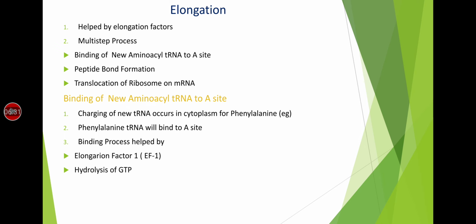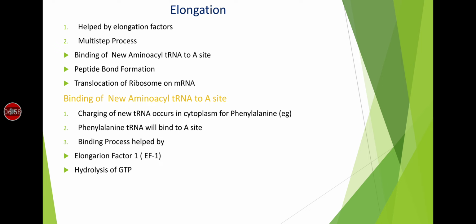Now moving on towards the elongation step. Elongation is helped by certain elongation factors. It is a multi-step process and it consists of 3 basic steps. First is the binding of new amino acyl tRNA to A site. Second is the peptide bond formation. And third is the translocation of ribosome on mRNA.